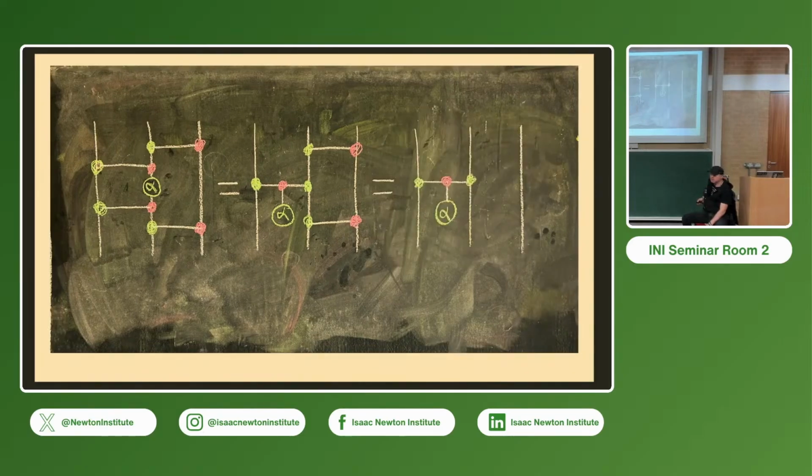Can you copy this green alpha? No, you can only copy if it's a 0 or a pi, a basis vector. So this one you're not allowed to copy. Only 0 and pi.